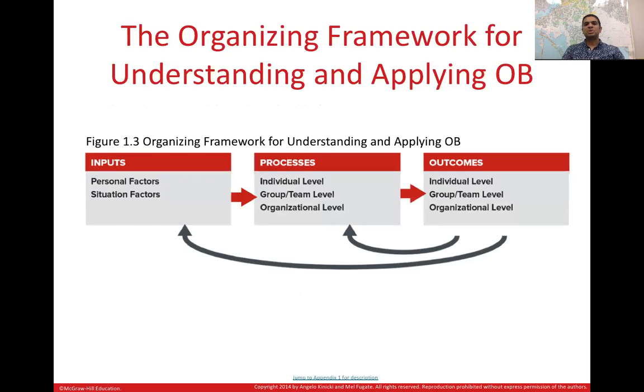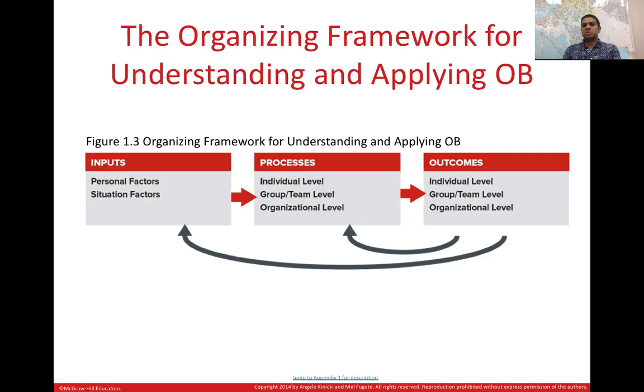So the last organizing framework that we want to talk about, and the entire book is based on this, is that there are 3 different boxes here. We have inputs, and remember, anything that happens in an organization starts from that input stage. So your personal factors like your intelligence, as we said before, your motivation, all of these are personal characteristics, as well as situational factors like the organizational culture, the job description, all of that. These are inputs into behavior, which then affect processes at the individual, group, and organizational level.